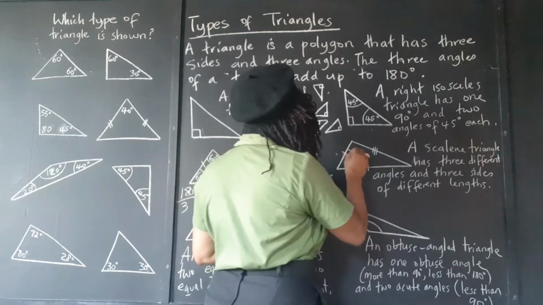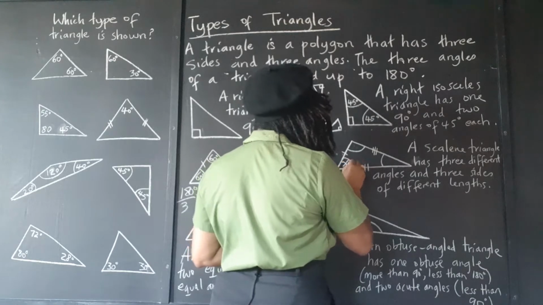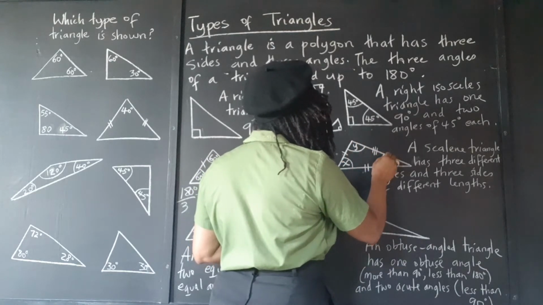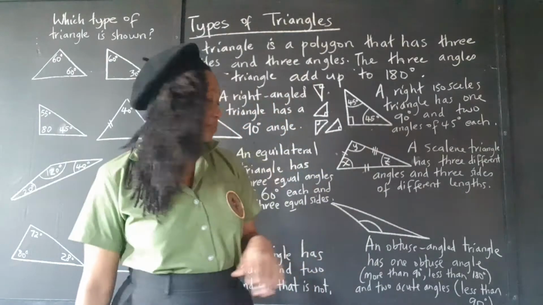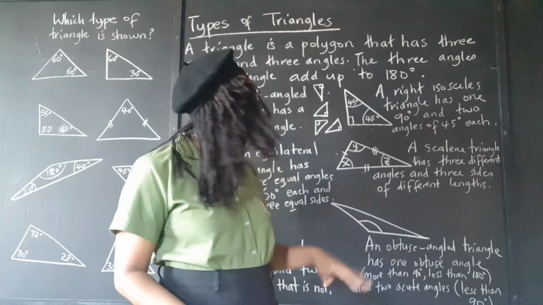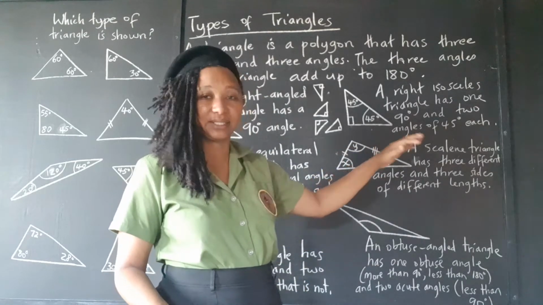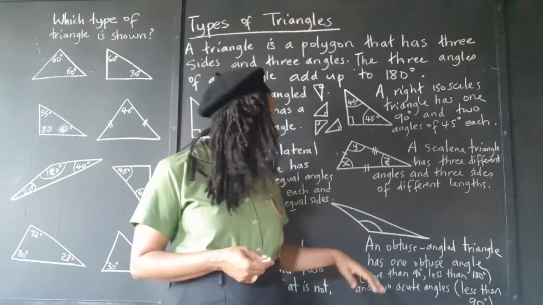So we could put in here different letters to represent them. We could say that's X, that's Y, and that is Z. That's how I write my Z, weird. So X, Y, Z, 3 different angles, 3 different sides. That's a scalene triangle.